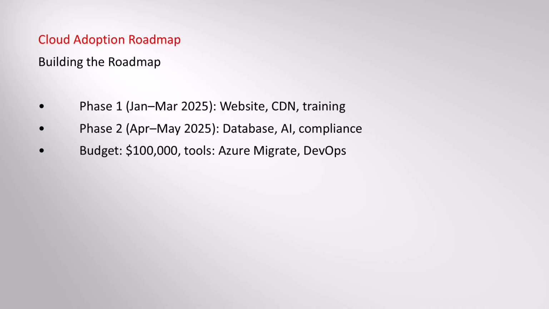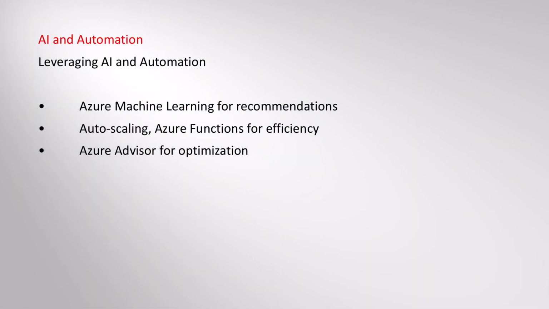Dependencies include database migration following app migration, and AI requiring database stability. Azure Migrate tracks migrations, and Azure DevOps manages the project, ensuring efficient resource use across phases. Next, incorporate AI and automation. AI and automation are pivotal to Zoran Trend Retail's objectives.